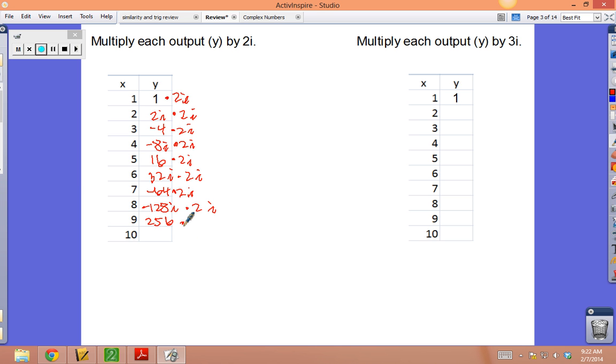And 256 times 2 imaginaries is going to go 512 imaginaries. So it should alternate between a real, imaginary, real, imaginary, real, imaginary, real, imaginary, real, imaginary. So do the same thing. We'll let you do the same thing by 3. You're on your own for that one.